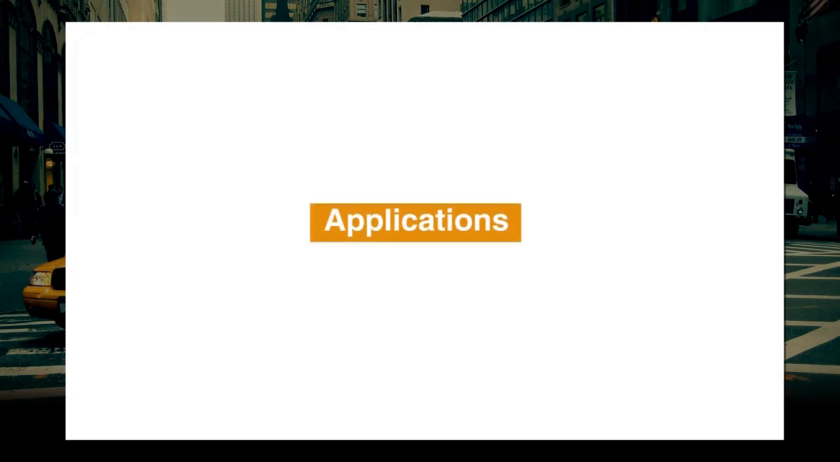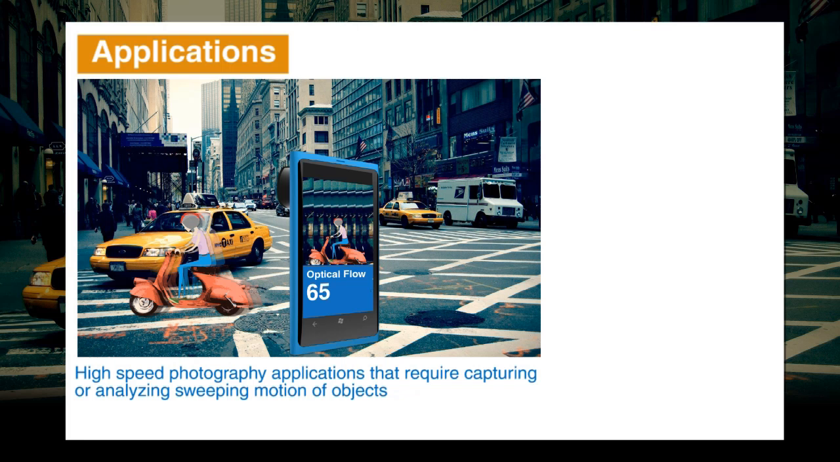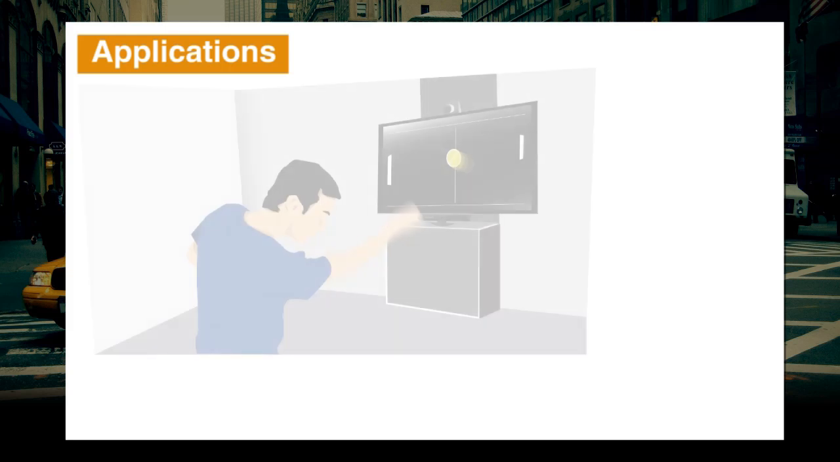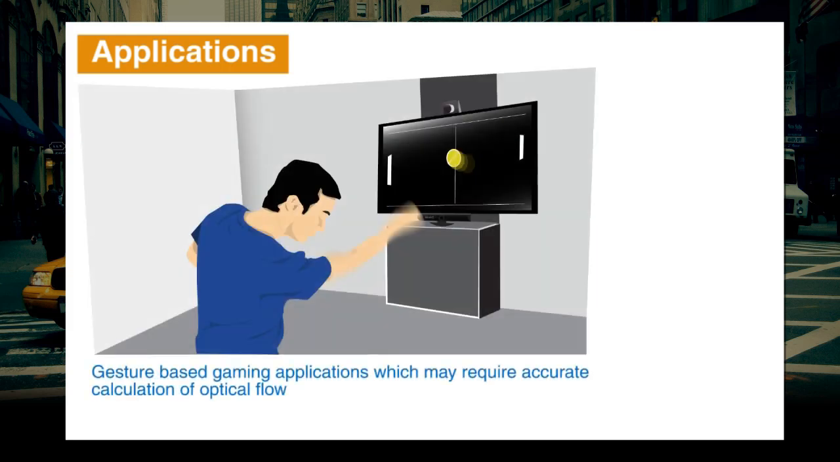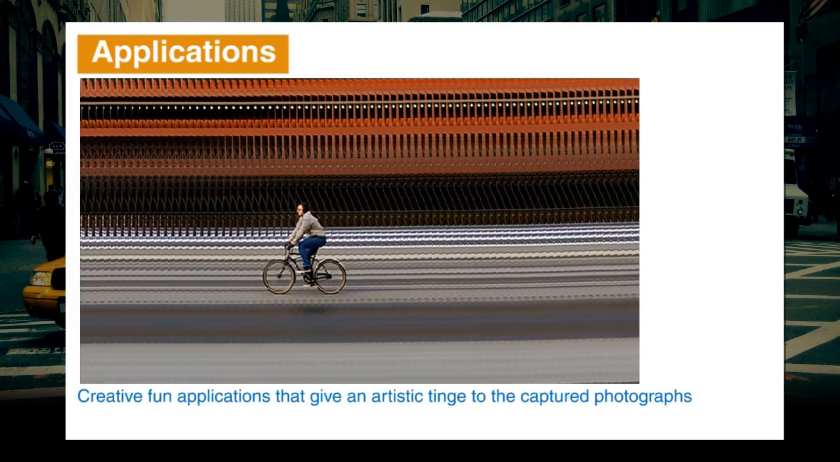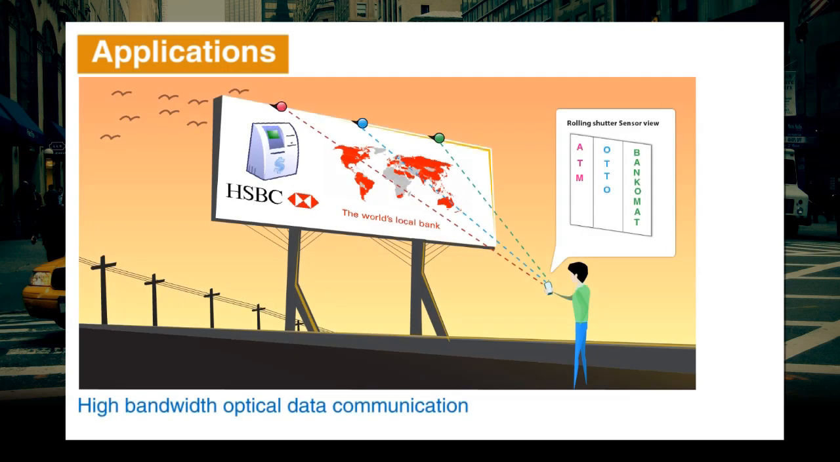Monoline camera can enable wide variety of consumer, industrial and medical applications. It can be used in high-speed photography applications that require capturing or analyzing sweeping motion of objects like blood flow, fast-moving vehicles, etc. It can be used in gesture-based gaming applications which may require accurate calculation of optical flow information. It can be used in creative fun applications that give an artistic tinge to the captured photographs. It can also be used for high bandwidth optical data communication.